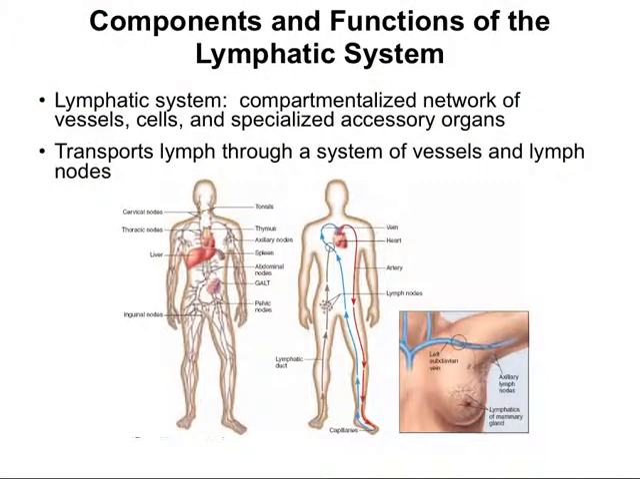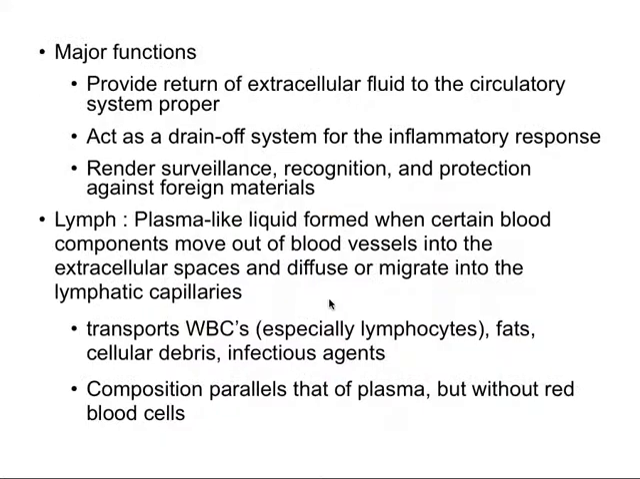Now let's take a look at the components and functions of the lymphatic system. The lymphatic system is a compartmentalized network of vessels, cells, and specialized accessory organs, which are designed to transport lymph and detect whether it's carrying any pathogens. As you may recall from anatomy and physiology, the lymphatic system returns about 15% of the extracellular fluid in the circulatory system proper. It acts as a drain-off system for the inflammatory response, so we get rid of excess fluids. It also renders surveillance, recognition, and protection against foreign materials.